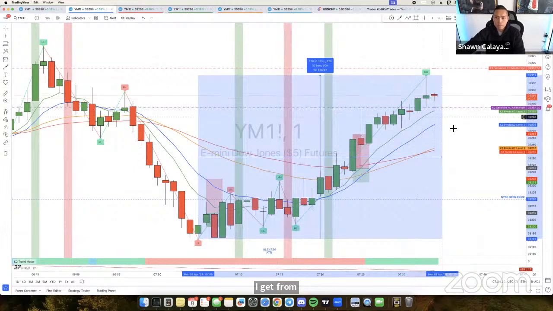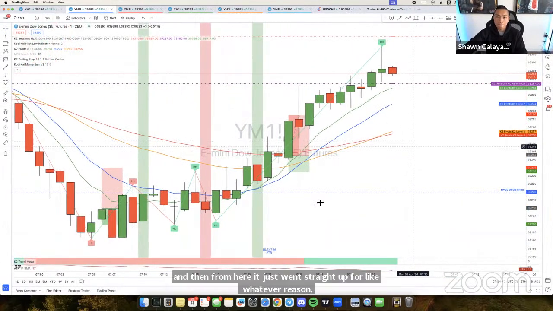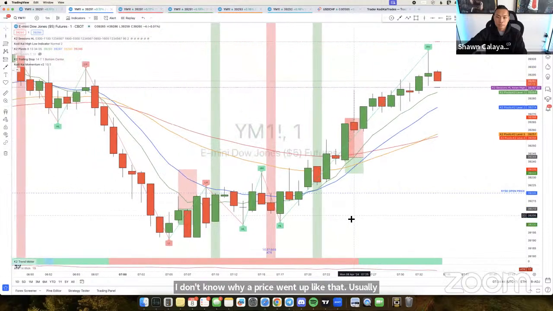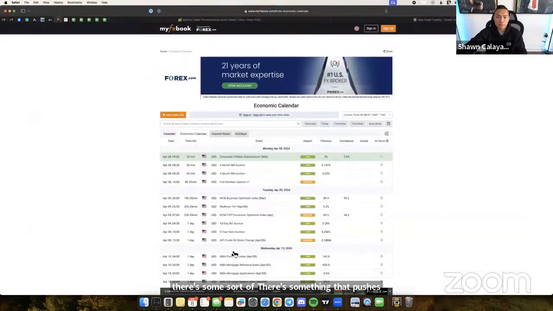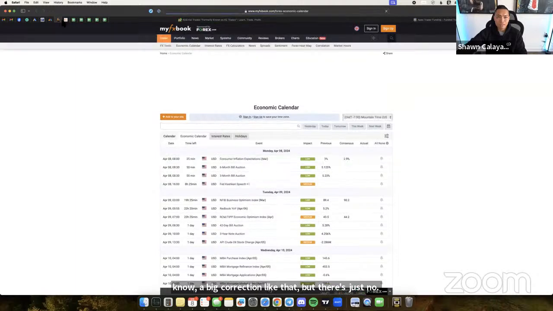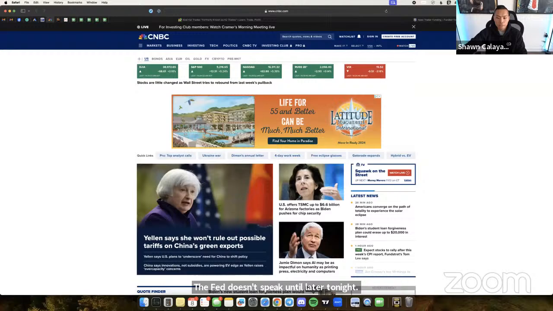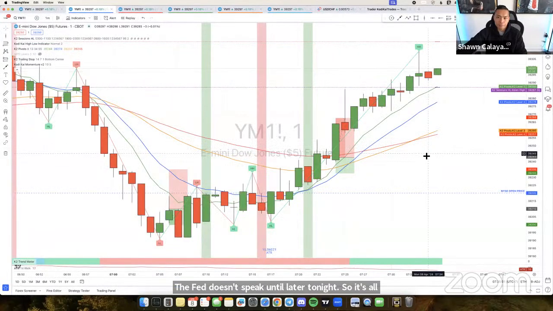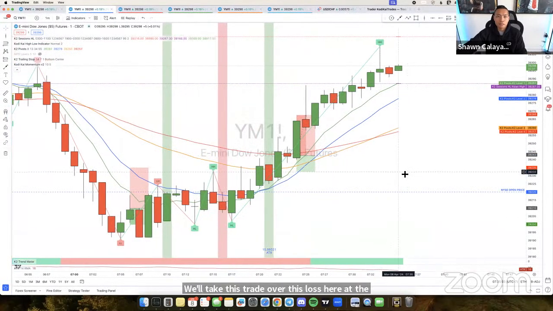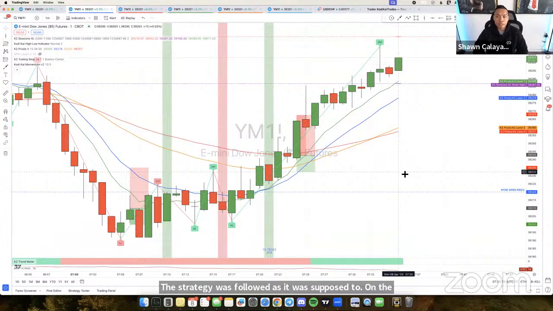I don't know why price went up like that. Usually there's something that pushes price up, like sometimes a news event, or the Fed speaking, or whatever may be happening to cause a big correction like that. But the Fed doesn't speak until later tonight. So it's all good. It's just a toss up. We'll take this loss here as a toss up, and there's no real explanation behind it. The strategy was followed as it was supposed to. And that's just how some of the strategies run, right? Sometimes strategies just don't work, and there's no explanation behind it.